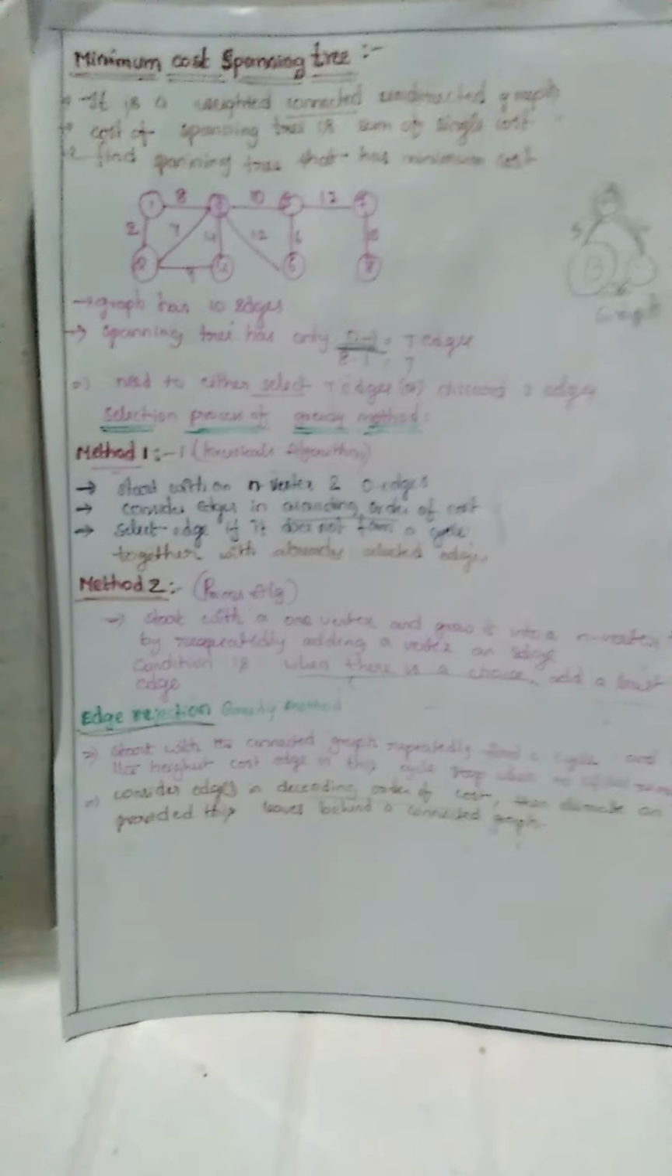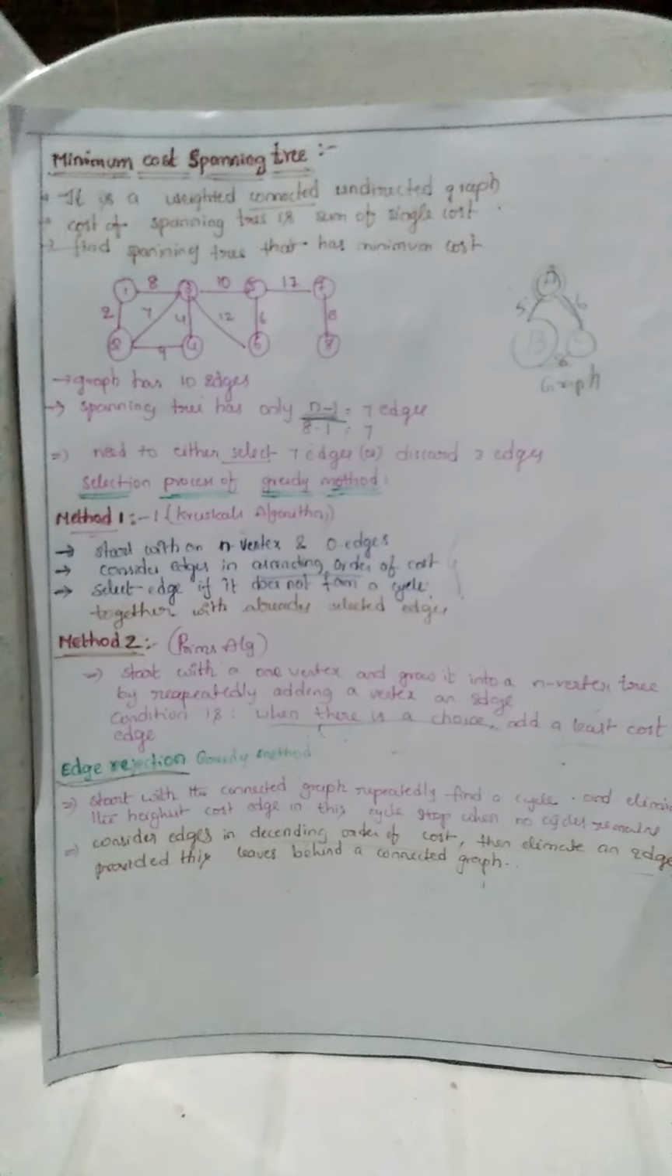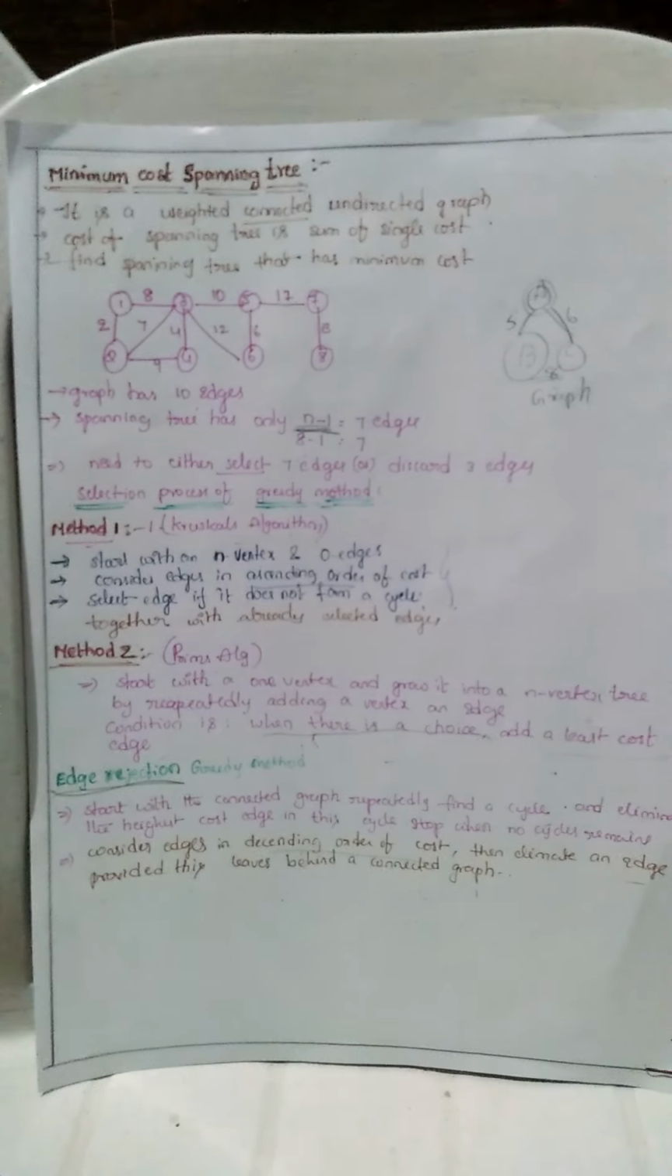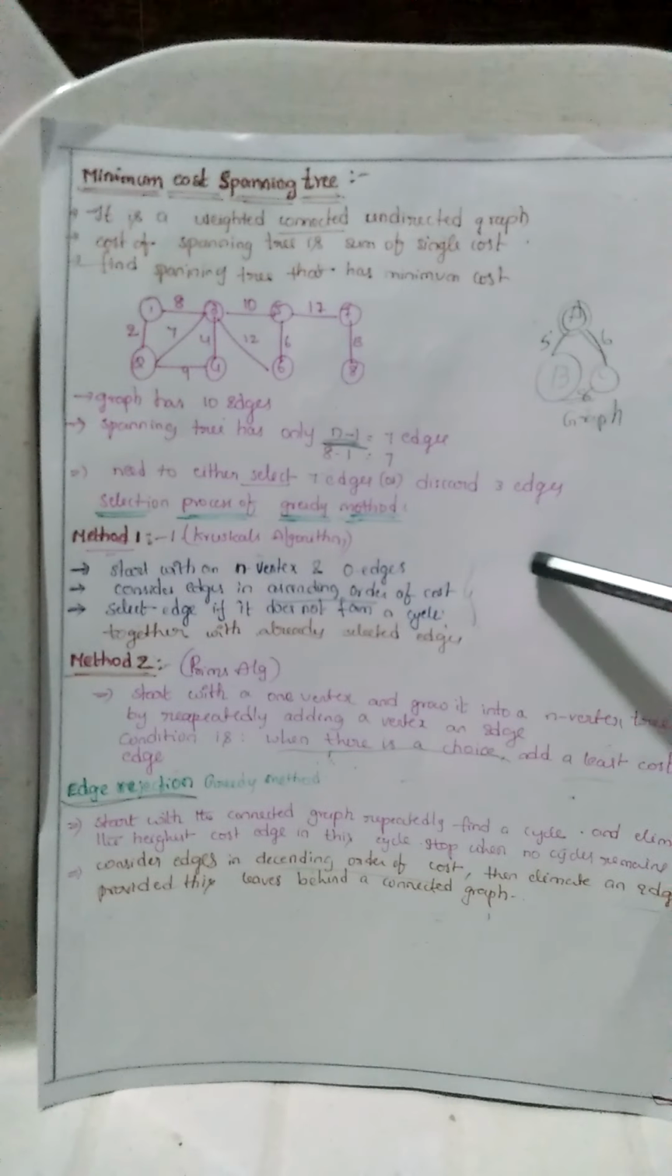And the second method, Prim's algorithm: start with one vertex and grow it into an n-vertex tree by repeatedly adding a vertex and an edge. The condition is that when there is a choice, add the least cost edge. So these two are used in the selection process.